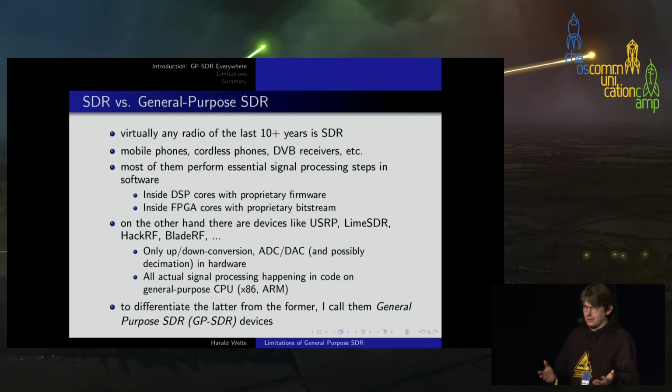On the other hand, we have what I call general-purpose SDR boards, where you basically have a device that doesn't do much more than the up and down conversion from radio frequency and the analog-digital conversion using ADC or DAC in hardware. Then you get baseband samples into your PC or whatever general-purpose computer, typically x86 or ARM devices these days, and you do all the processing in software on the general-purpose CPU, without the use of DSPs or anything like that.